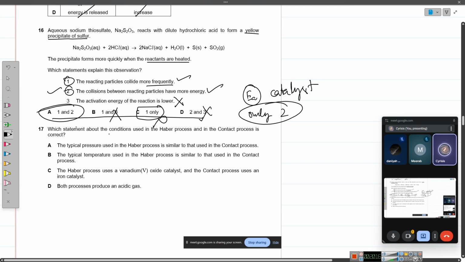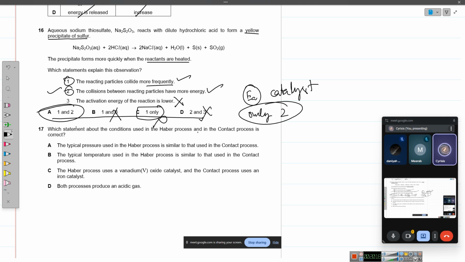Which statement about the conditions used in the Haber process and the contact process is correct? The typical pressure used in the Haber process is similar to that used in the contact process? Not at all, right? This is 200 atm and that is 2 atm. That's wrong, right? The typical temperature used in the Haber process is similar to that of the contact process. Yes, 400 to 450 for both reactions. I'm going to go for this.